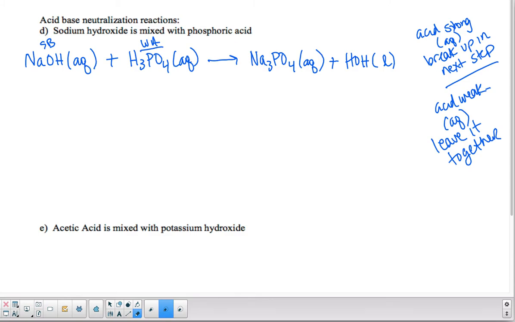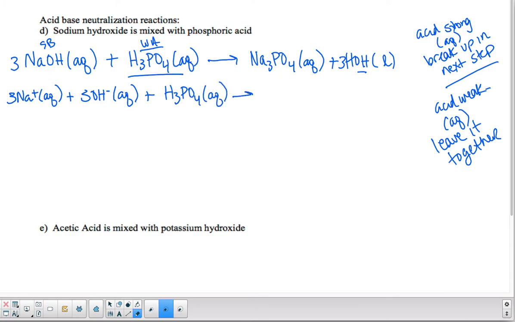Okay. So let's break up things we can. Oh, is this balanced? We need 3 Nas. You see how the OH here balances with this OH? We put a 3 there. It just makes it easier to balance. Okay, so 3 Na plus aqueous plus 3 OH minus aqueous. This is where you have to be careful. It is a weak acid, so we leave it together, but we still write aqueous next to it.